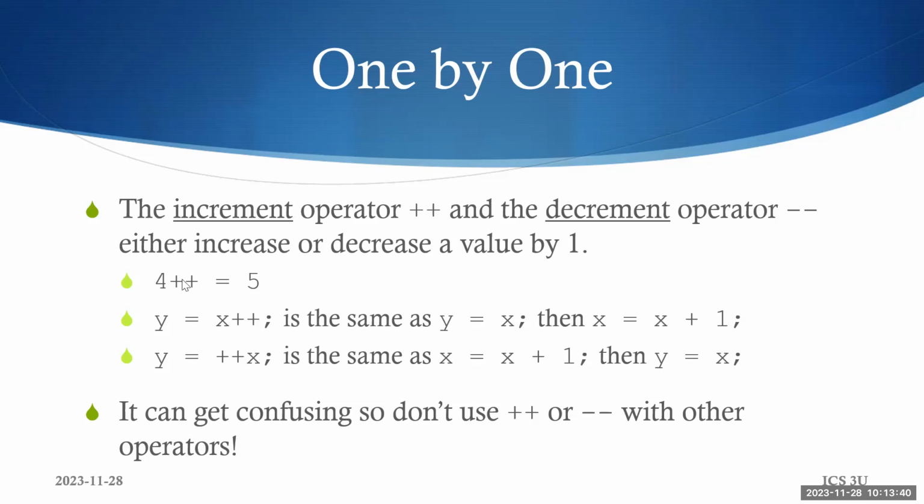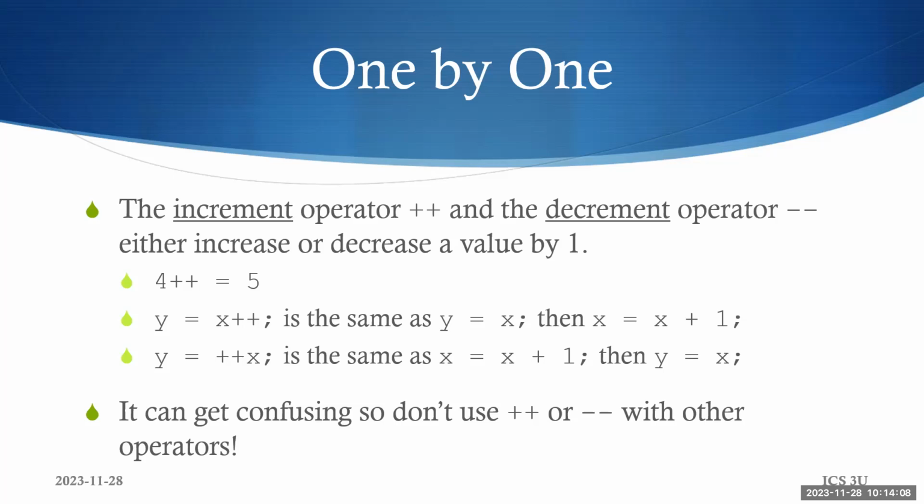So first thing to note, and we've seen this before, plus plus means that we add 1 to whatever number's in front. So in this case, 4 plus plus is equal to 5. Same thing, if it was minus minus, 4 minus minus would equal 3. So that's the first part.